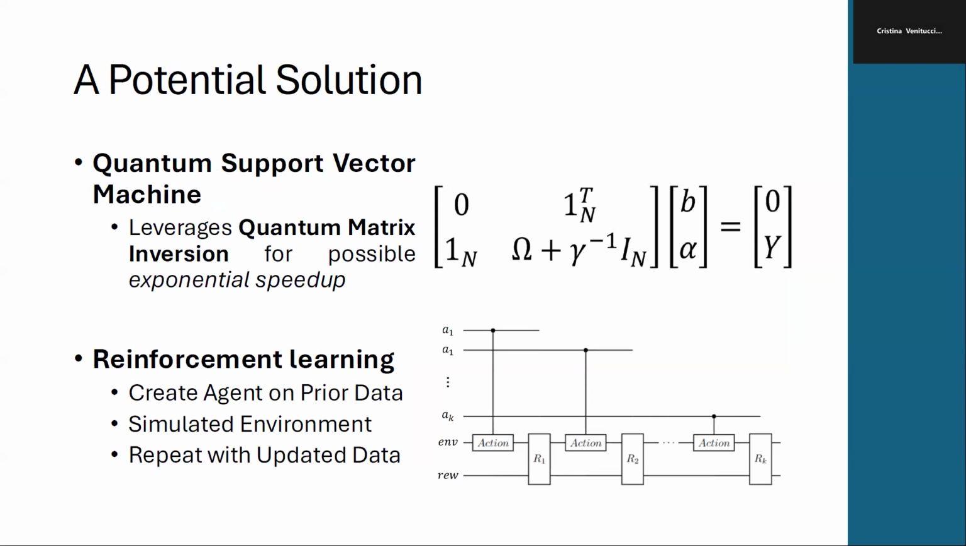It pretty much takes advantage of the matrix inversion algorithm to separate between different states. You use that to pick actions, and then you iteratively make a better and better quantum support vector machine using tools from reinforcement learning. So that's the main idea.